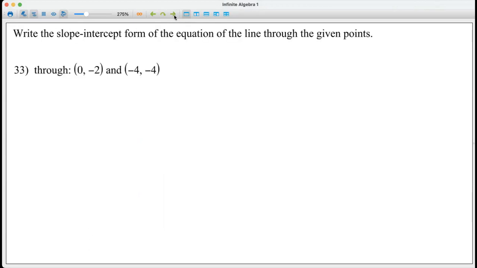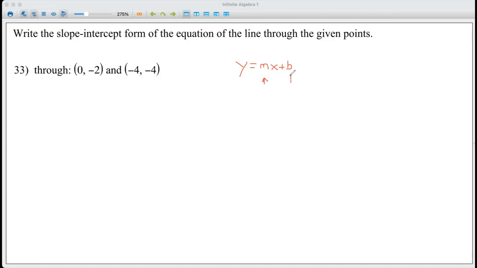Okay. All right, now we're getting to homework 2 days ago. This is where I gave you 2 points and told you to write the equation of the line. This one is probably the one that takes the most work. Remember, we need our equation of the form of y equals mx plus b. And so we need to find m, and we need to find b.